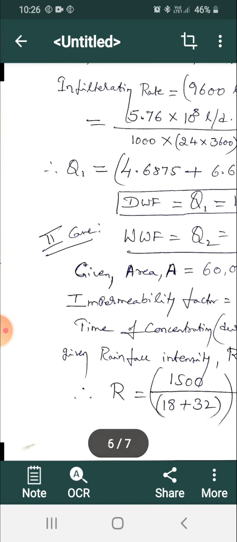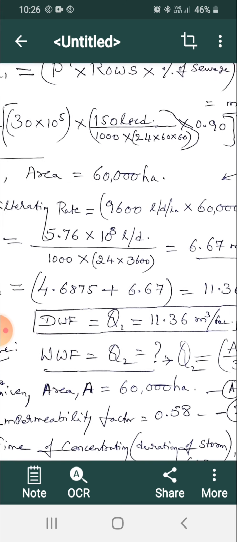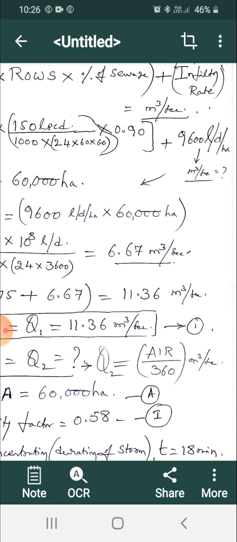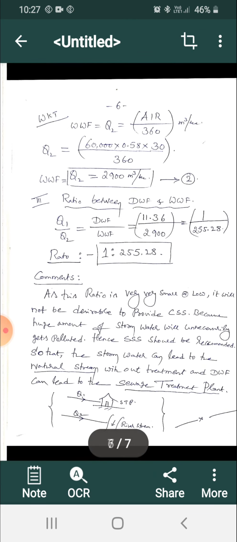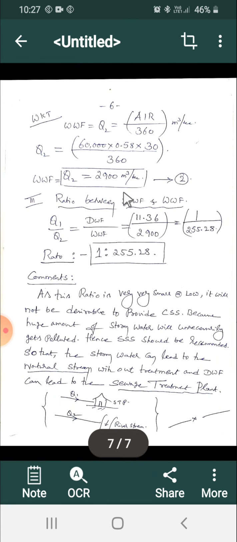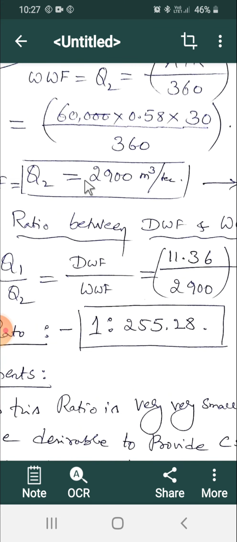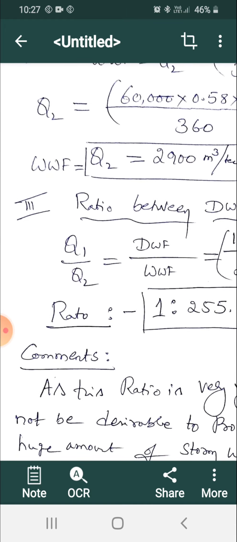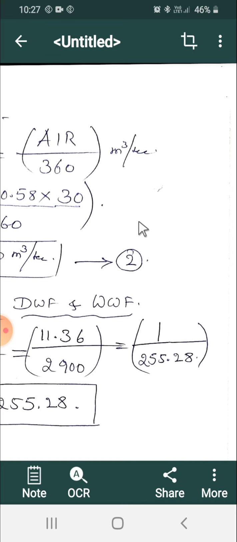You have to show the answer in a box. I am writing in this type of box. This is the infiltration rate. You add these two, you will get the total value. This is in the box. Q1 is equal to this value, and Q2 we already know is 2900 meter cube per second. Q1 you know, Q2 you know. Substitute, and it is finished. That is the third case, the ratio between DWF and WWF.